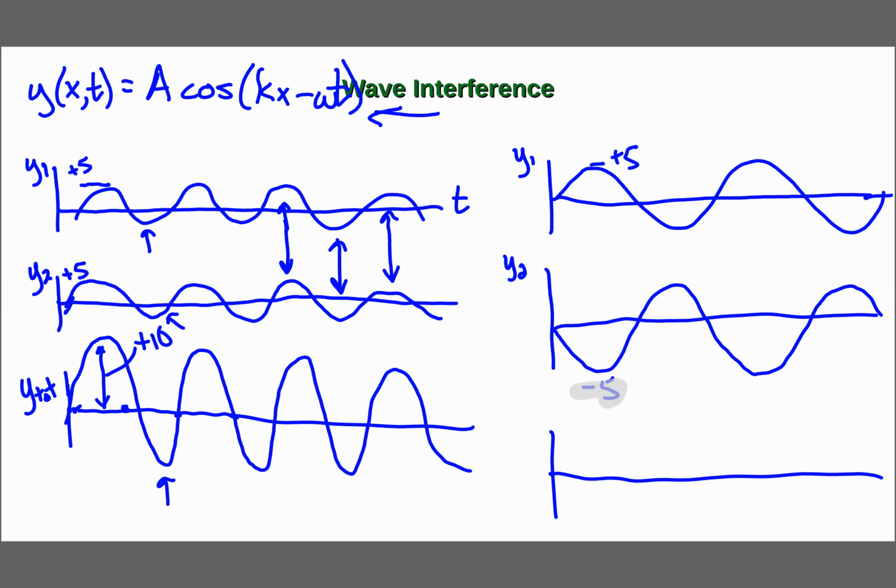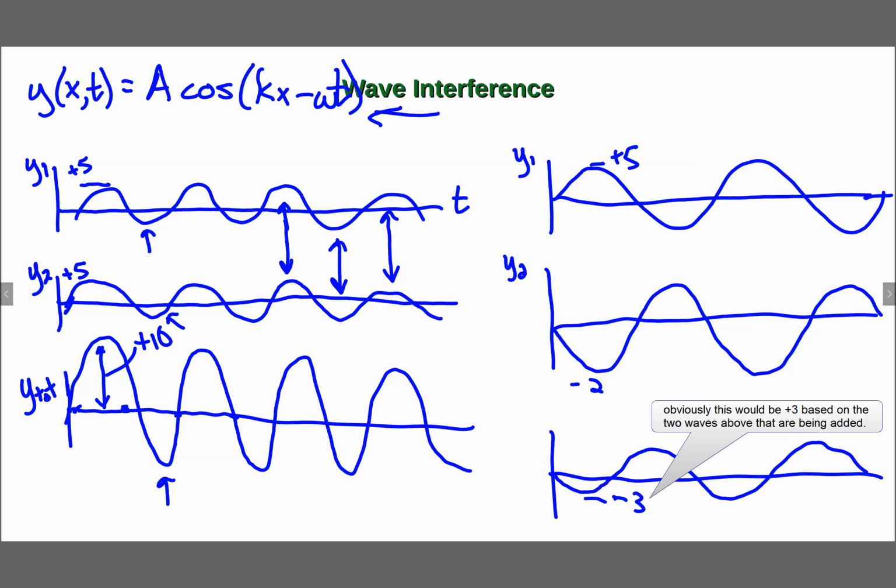Now, if they had different amplitudes, if I had a plus 5 here and say a minus 2 here, then what I'd end up with is some smaller wave, right? One that's maybe this is minus 3, okay? But in either case, when I add them together, because they're perfectly out of phase, they're exact opposite phases, they're causing each other to go away, okay? That's called destructive interference.